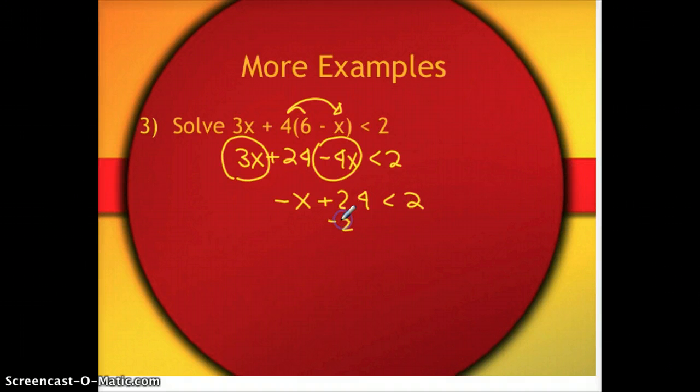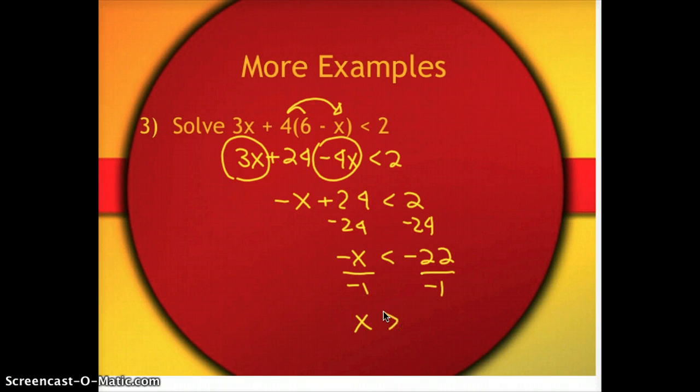I'm going to subtract 24 from both sides. And then I'm going to have negative x is less than negative 22. And now I need to divide by negative 1. All right, be careful, be careful. I'm dividing both sides by a negative. What should I do?